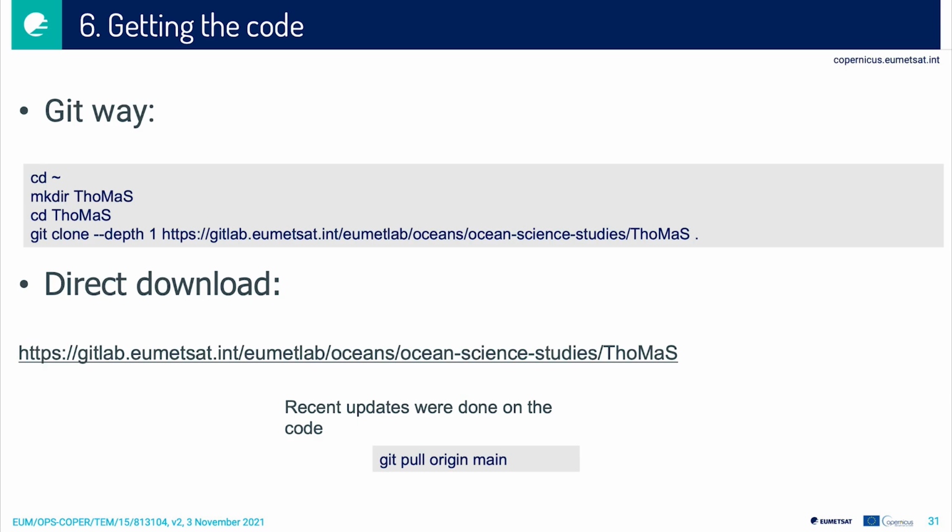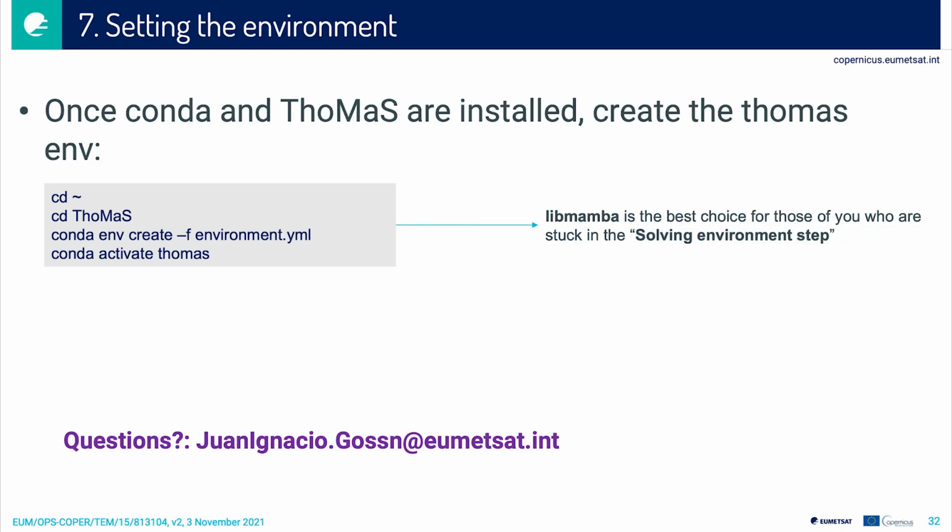Then to get the code, you need to clone it, maybe with depth 1, so you avoid cloning all the commits and it will be much lighter. Remember to update it, because I've made some recent changes today: git pull origin main. And this is how to create the environment, from the environment YAML file in the repository. Sorry that I went very quick. This is the last slide.